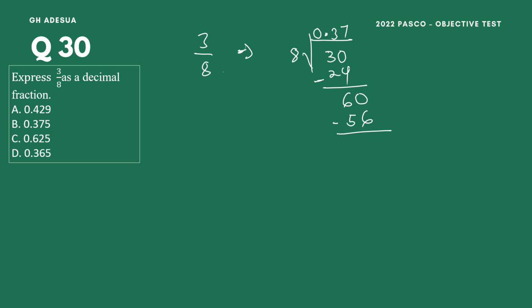We also subtract, and that gives us 4, then we bring down 0, 8 into 40, 8 times 5 is 40, that's 0. So can we express it as a decimal? 3 over 8 is equal to 0.375. That is option B. Moving on to the next one.